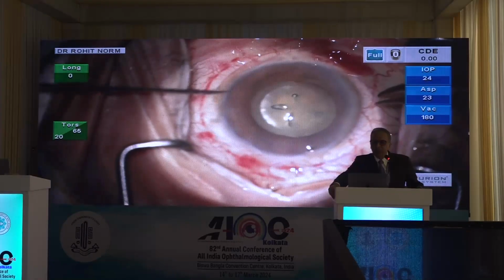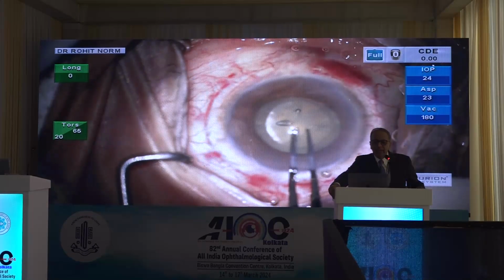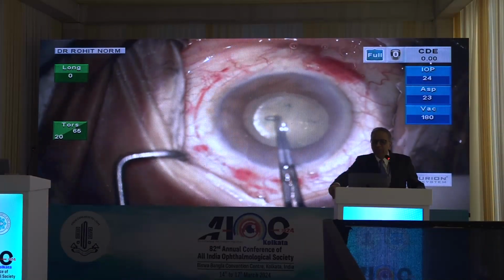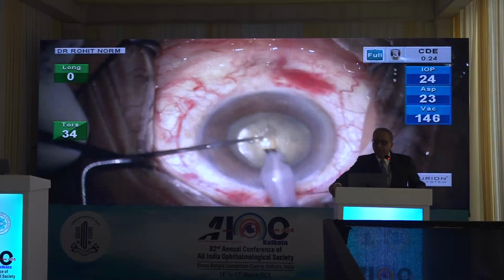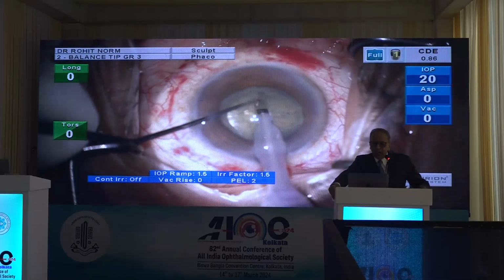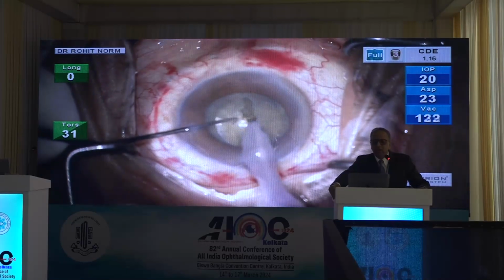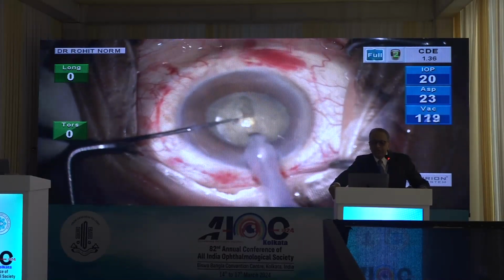In this patient, a 4.8 millimeter capsulotomy was done. A calibrated side port incision was given. Capsulorhexis was completed. The fluidics you will find is with around 20 IOP pressure. With this 20 IOP pressure, the bottle height is around 28. The aspiration rate is slow.